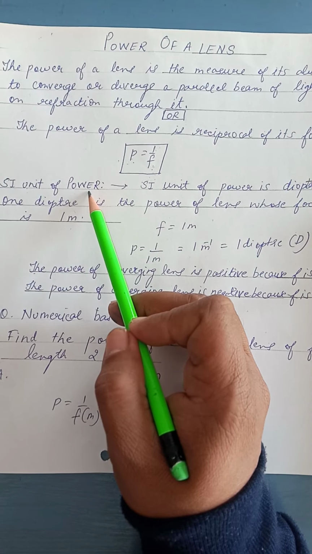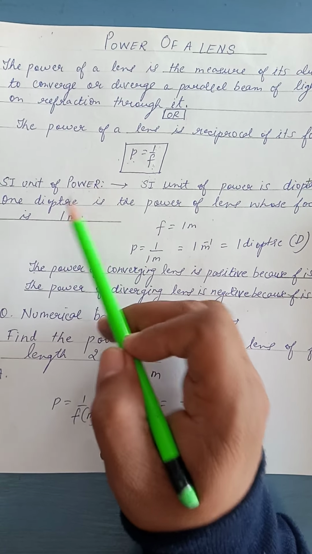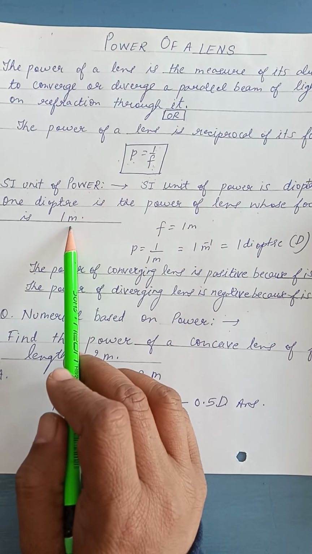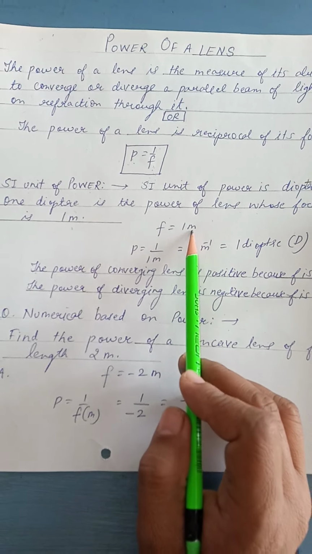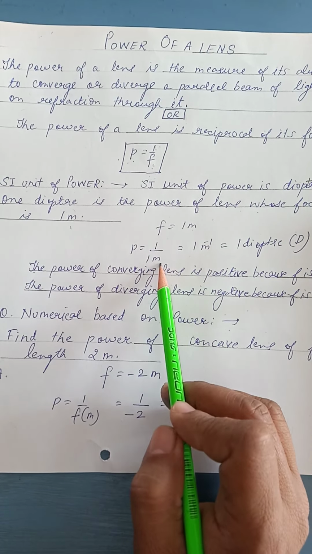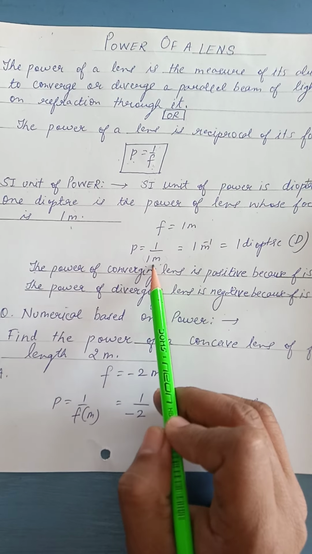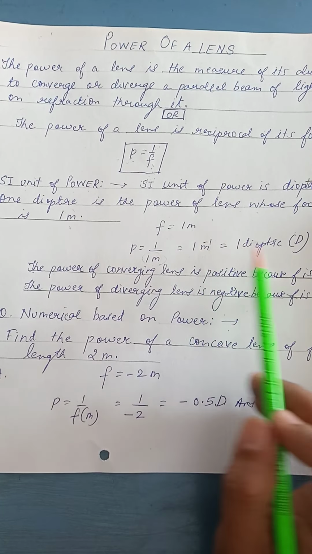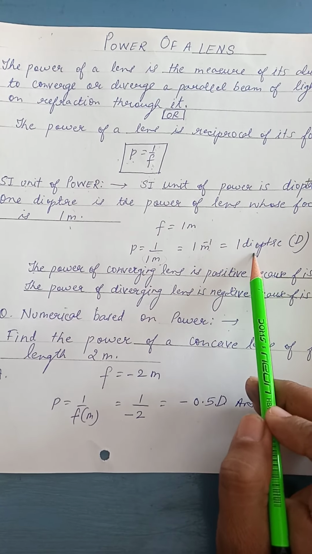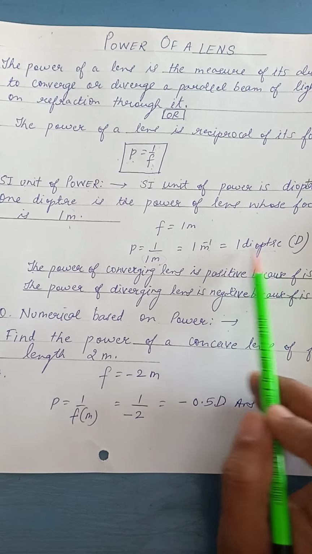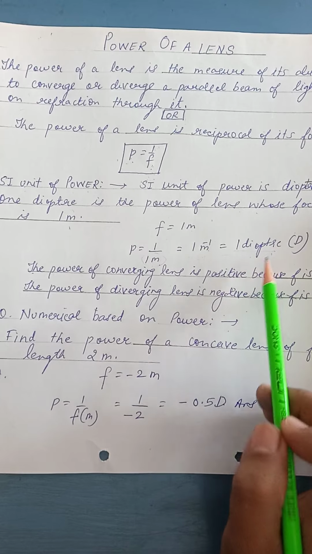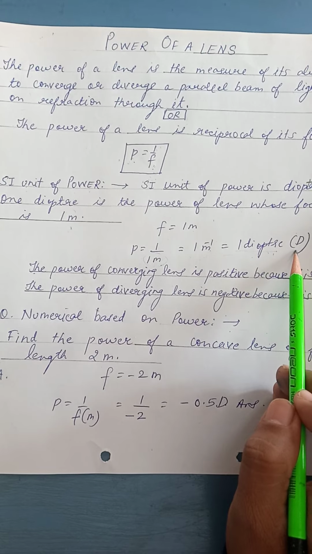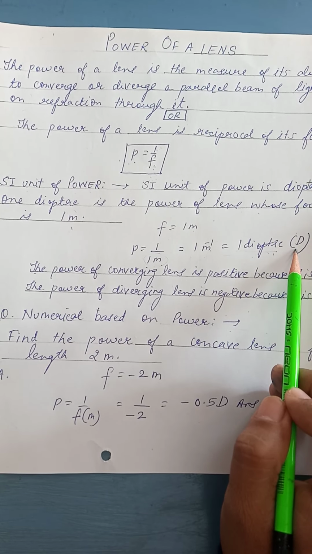So the power unit is the diopter, and one diopter is the power of a lens whose focal length is 1 meter. When you substitute 1 meter here, it would be 1 over 1 meter, and shifting the meter to the numerator you can write meter inverse, meter minus 1, and this meter minus 1 itself is considered as the diopter. So one diopter is the power of a lens whose focal length is 1 meter, and diopter is denoted by the capital D.